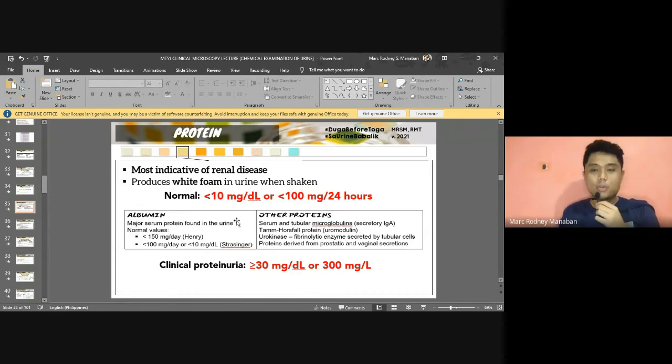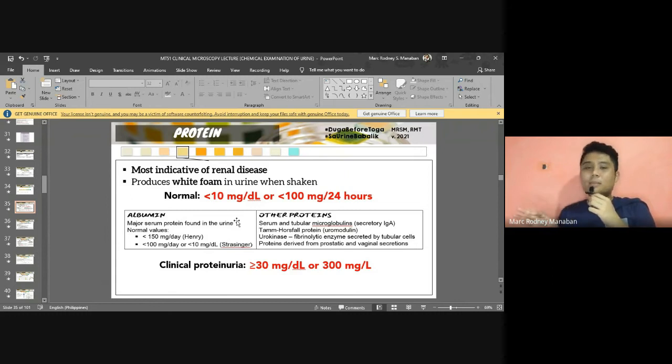You have serum and tubular microglobulins, which are again produced by the tubules and also come from the serum. An example of that is, of course, your secretory IgA. There are secretory IgA released by the tubular epithelial cells, which can be expressed also in urine. All right. Number two is, of course, Tamm-Horsfall protein or your uromodulin.